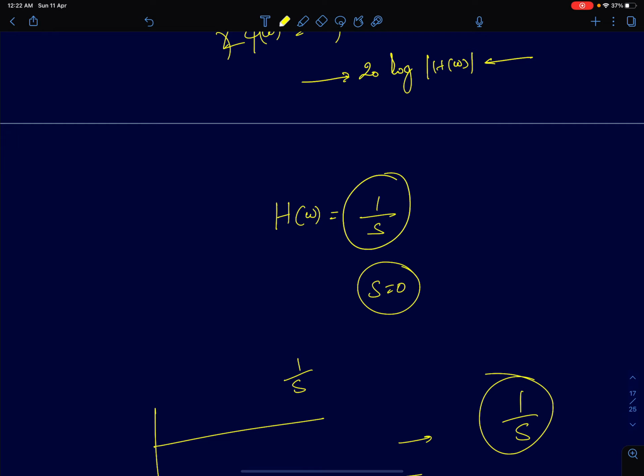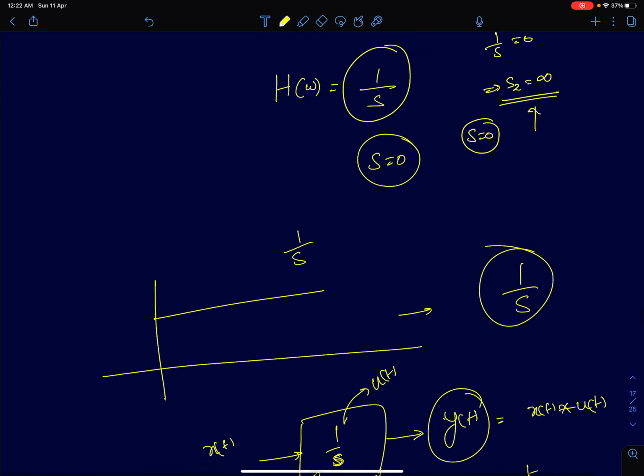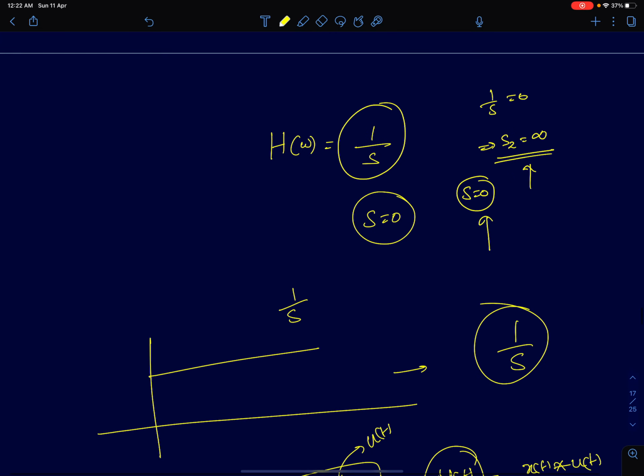Now this system has no zeros. If I want to find zeros, I have to equate it to 0, and then the zero is at infinity. So there is no real finite zero. But this system has a pole at s equal to 0. When we have a pole at s equal to 0, we can say the system is marginally stable. For some inputs the system can become unstable, which is why we use the word marginally stable. For some specific inputs, the system can generate unbounded outputs.